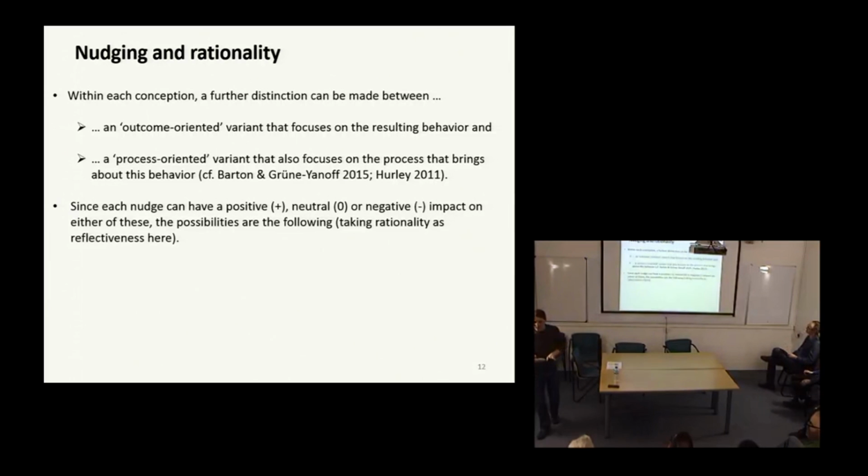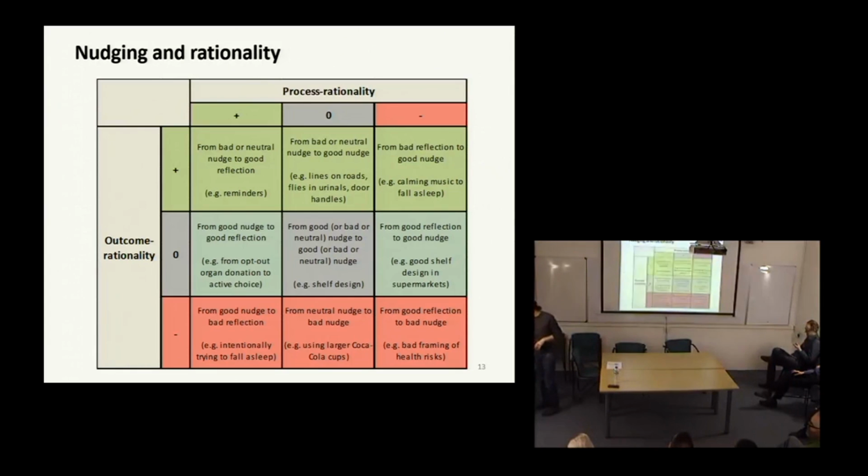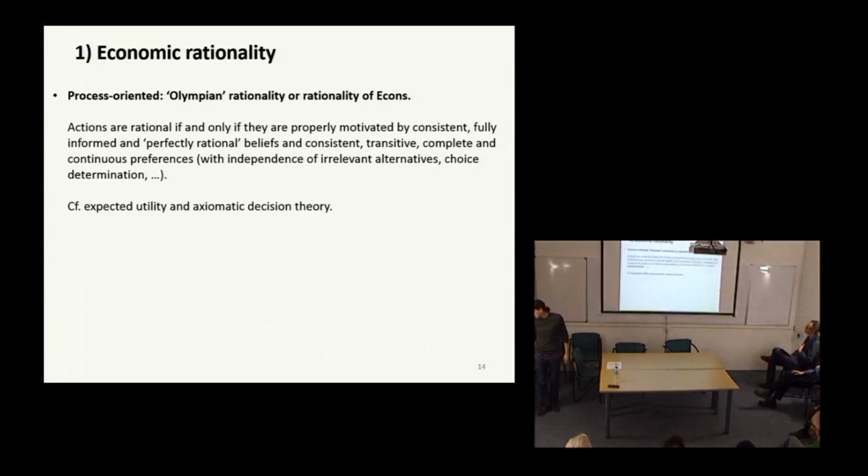Now, this is just to flag up the structure of the discussion. If you make these distinctions, you can allow for different kinds of claims about the impact of nudging on rationality. You could say nudging can have a positive effect on rationality, a neutral effect, or a negative effect. If you distinguish between process and outcome versions, you get something like this. Some nudges may increase process rationality and outcome rationality, that's over here. Some may decrease both, and then you have this matrix popping up. I'll go through this as we go along, and I'll put this on the board later on to return to it so you can see what the examples are.